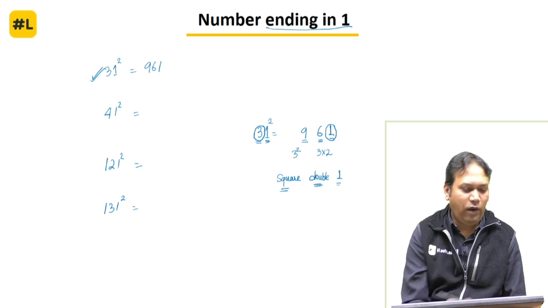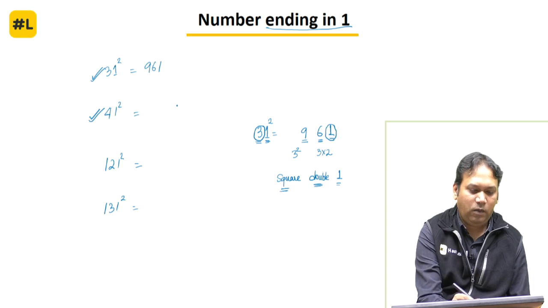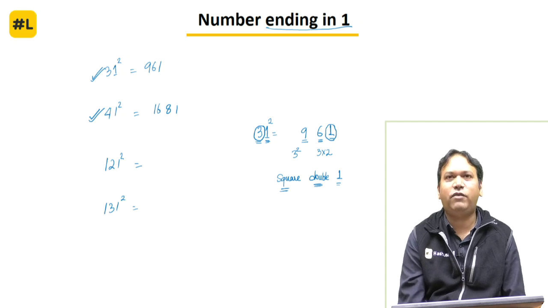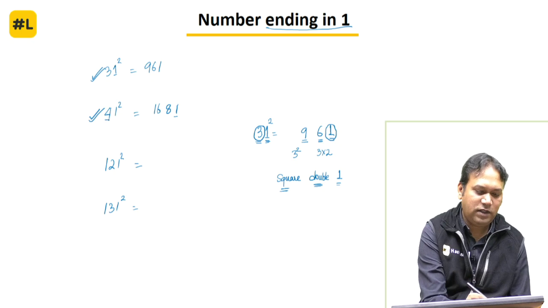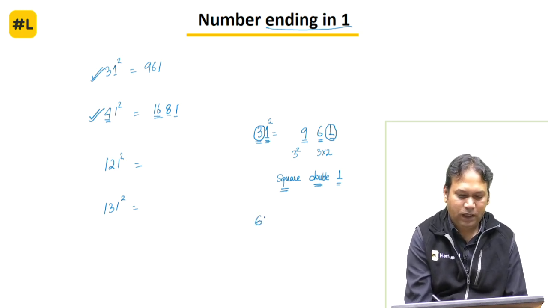961. Now can you tell the answer of 41 square without using pen and paper? 1, double of 4 and square of 4. 1681, you see, just a matter of 2 seconds. First comes 1, double of this number 4 and square of this number 4. But sometimes we have to take carry. So, let us understand how to take carry.